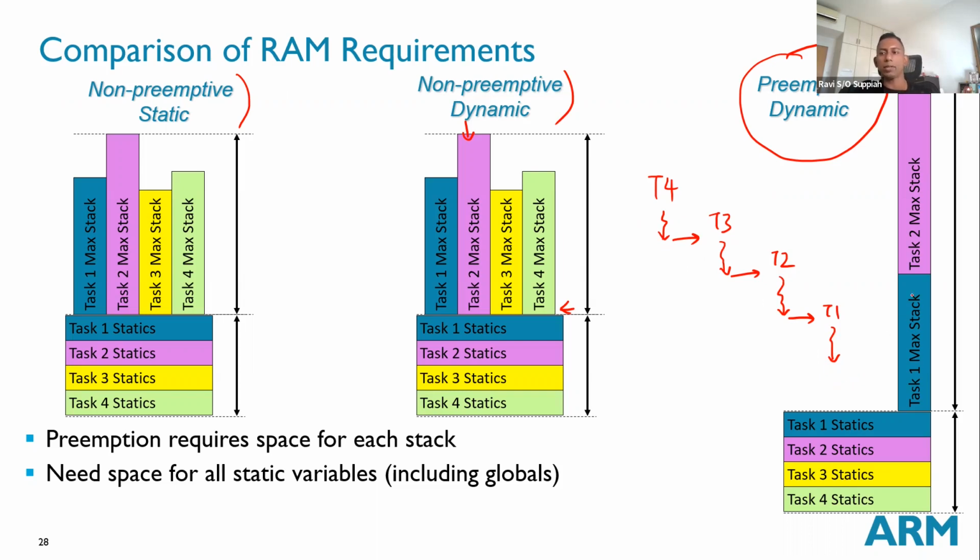In terms of the stack space, I need enough stack space that is required by all of them together. I need to add up all of them, because at any point of time, I can switch out of any of the tasks. I need to be able to continue from where I left off when I go back to that task. So that is the memory requirement for the preemptive dynamic mode.